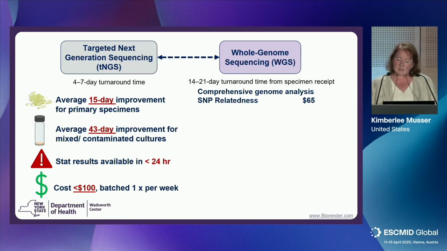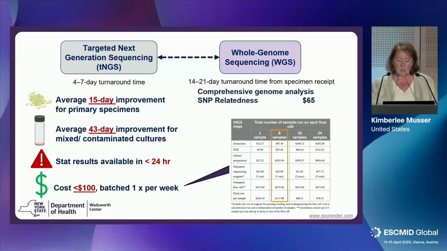And we can do this testing in less than 24 hours if needed, and I'll show you one example of that. Our costs depend on how many we're running, but are generally less than $100 a sample. Compared to our whole genome sequencing, which takes about 14 to 21 days turnaround time from specimen receipt, although we can do that rather effectively now at $65 a sample, we can now do both of those tests for each sample for what it used to cost us to do one whole genome sequencing in the past.